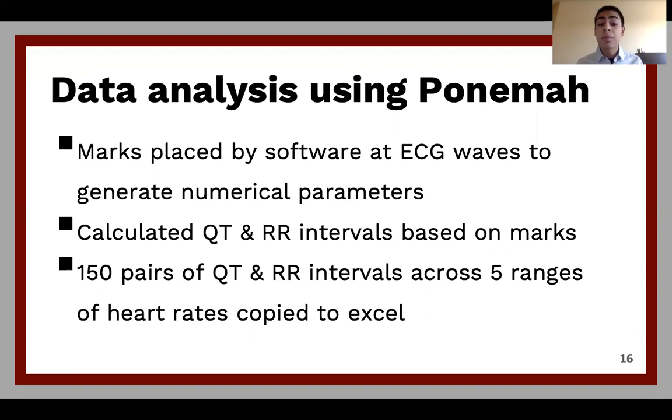I make sure to pick good marks, and I did about 150 pairs of QT and RR intervals across 5 ranges of heart rate for each mouse. So I did want to account for all sorts of heart rates that the QT interval could change at. It was 200 beats per minute to 700 beats per minute because mice's hearts beat a lot faster than humans'. And then I copied those marks to Excel so that I could later plot them.